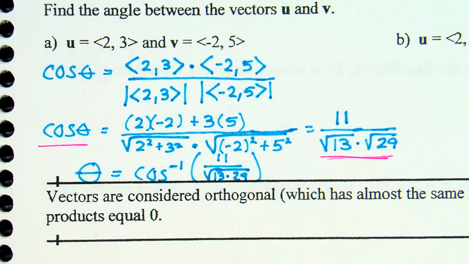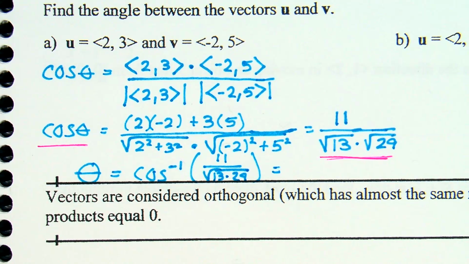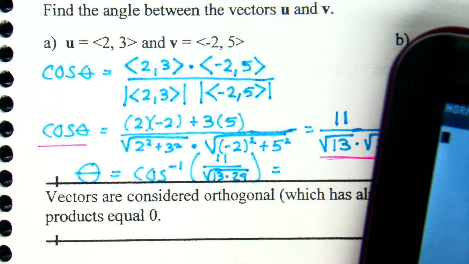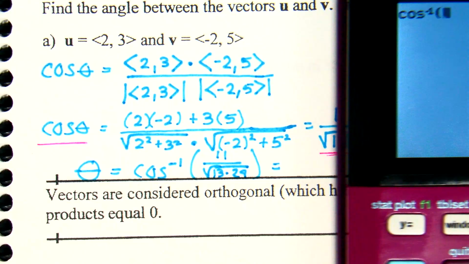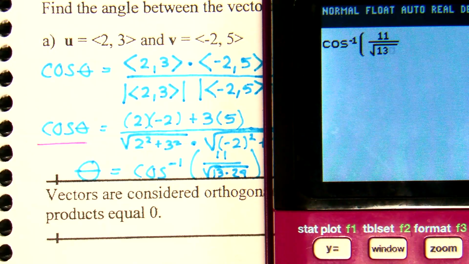So grab your calculator, try it with me, and let's see, we're talking degrees here, aren't we? Sorry, I have to switch to the pre-calc setting. So, cosine inverse. You can do a fraction bar if you want, 11 over, and since it's square root of 13 times square root of 29, I could just put square root of 13 times 29, and that will work.